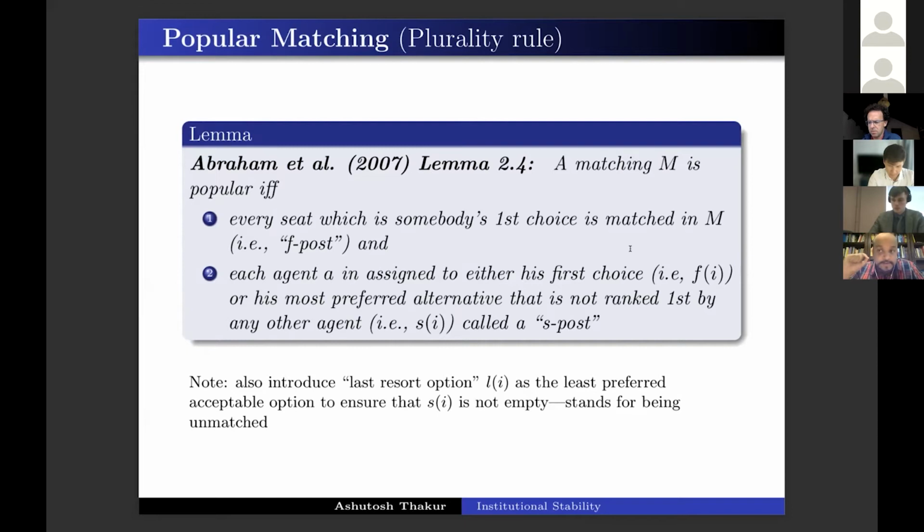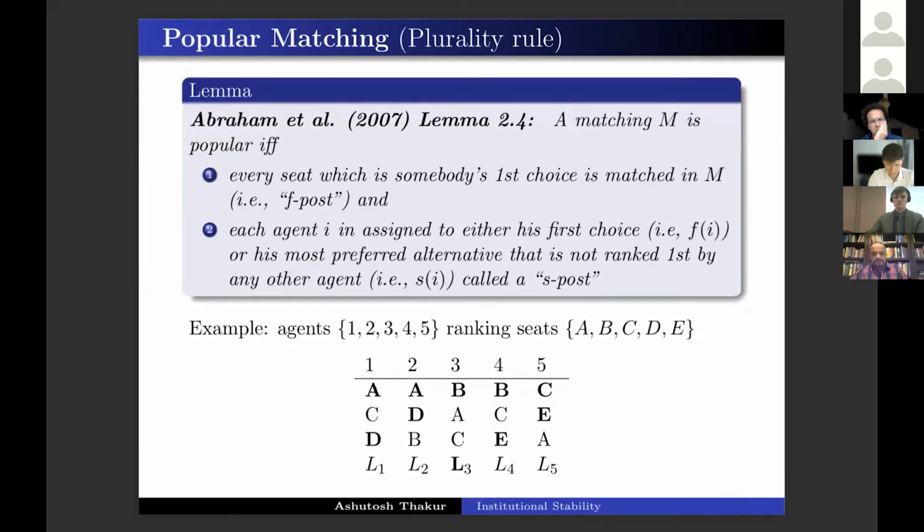So let me just reiterate that definition because it's important. Each person has to be assigned to either his top choice or his highest ranked choice that's not someone else's top choice. Okay. You can also have popular matchings of different sizes. So you just add to your preference list a last resort option of not being assigned. Okay, so that could be your S post. So this is plurality rule. Just to make sure this concept is clear, here's an example at the bottom. You see that A, B, and C are folks' F posts. And for example, for person number 1, D is the highest ranked choice that's not anyone else's first choice.